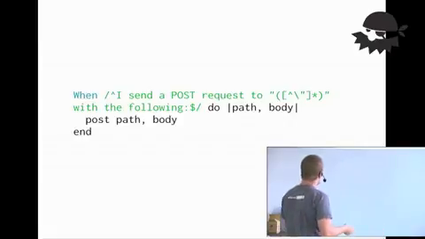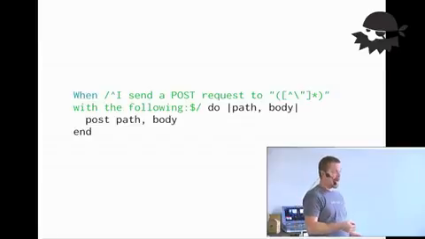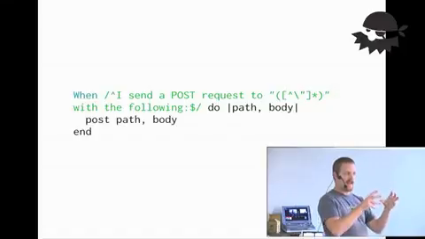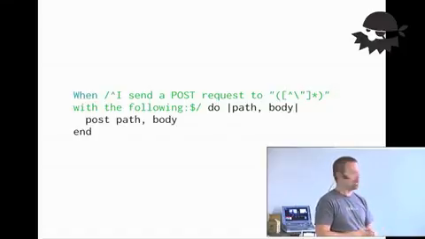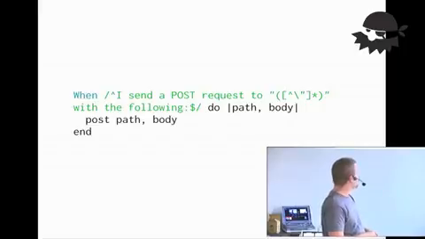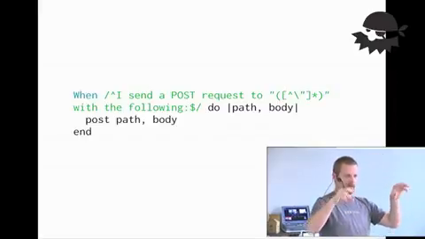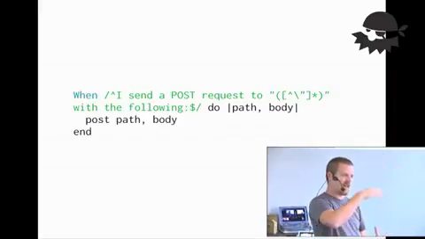All right? And in this case, I'm going to post the path. So that first regular expression says, I'm going to take that and stick it into the path variable that comes along with that block. And then the body comes with everything that's after the colon. So it's going to take the thing that was in triple quotes and send that in as a big string.